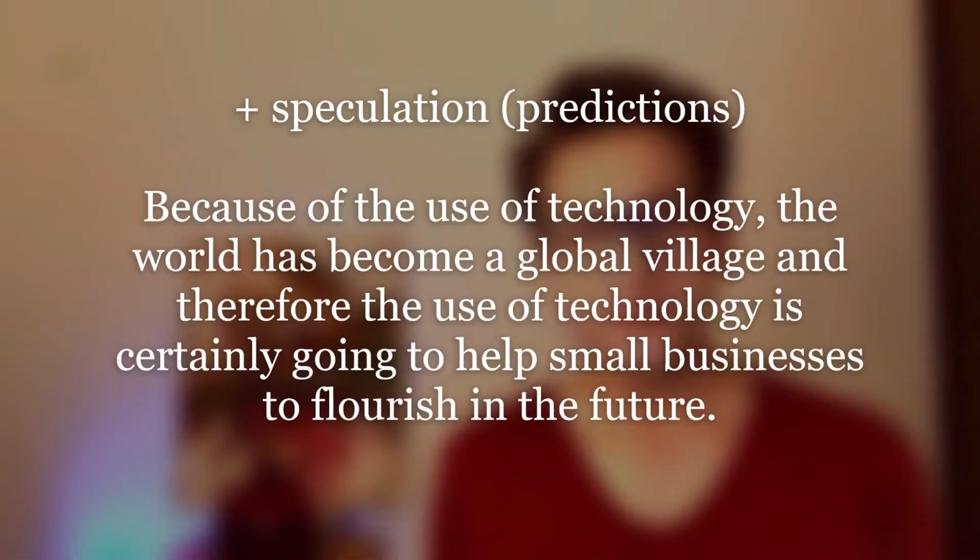So take a look at my answer when I add my consequence to the answer. Take a look at it. Because of the use of technology, the world has become a global village, and therefore the use of technology is certainly going to help small businesses to flourish in the future. So I just added extra sentences to it.